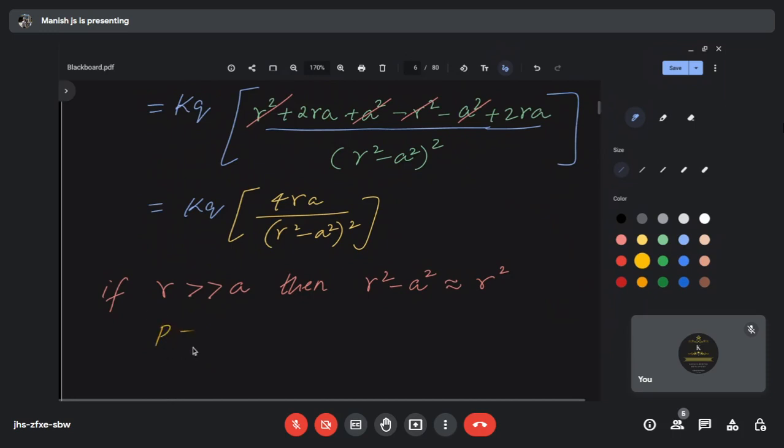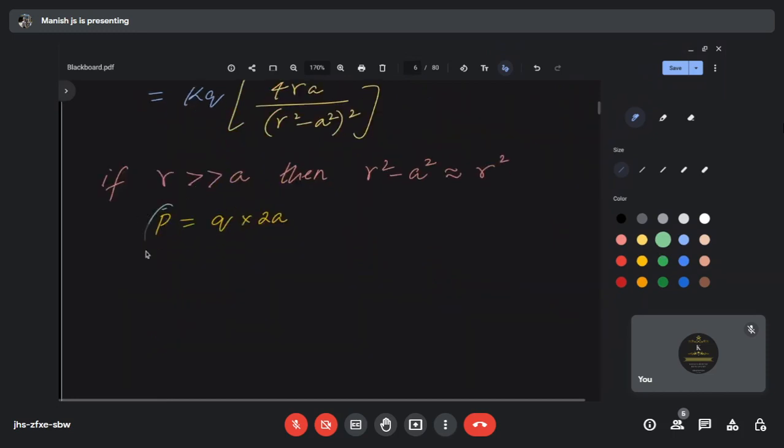We are substituting P is equal to Q into 2A. This is a formula. This is called the electric dipole moment. Okay. This we call the dipole moment. So dipole moment is the product of charge Q and the distance of the dipole, which is 2A. Okay. This is the distance between the dipole.